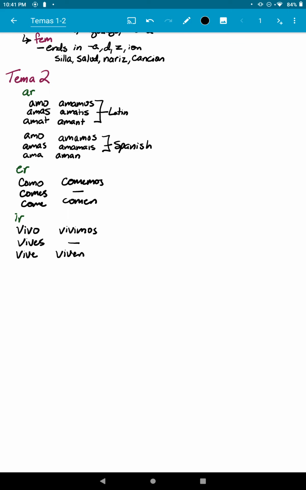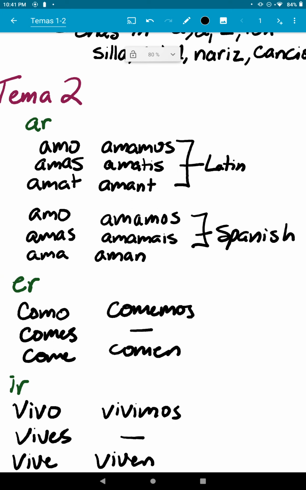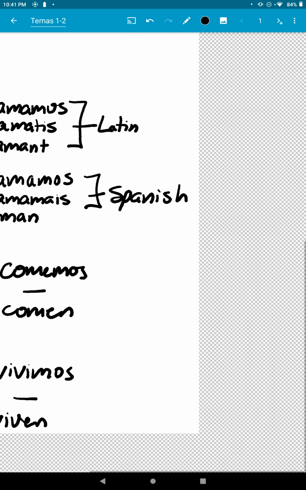So the first thing that I want to do is point out the similarity between Latin and Spanish. Now, I've kind of put together the Latin amar, amare, and then the Spanish amar. And as you can see, they are very similar. Now, you might be like, what is this table? Well, I am glad you asked.